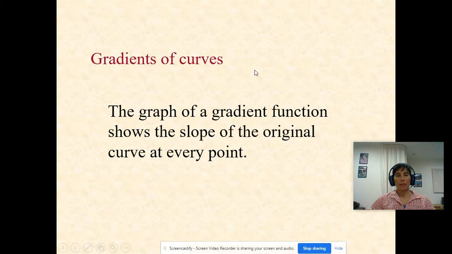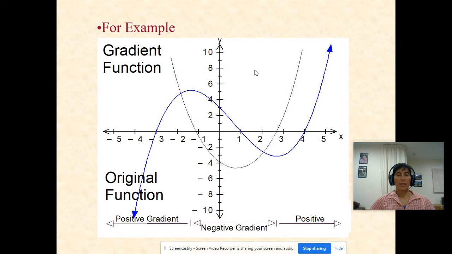The graph of a gradient function shows the slope of the original curve at every point. So here's an example. We looked at this last year, that idea that if you have a positive cubic, when you differentiate it and get its gradient function, it would look like a happy face parabola. So have a think back to last year about how we covered that. And that's basically what we're going through in this topic today.